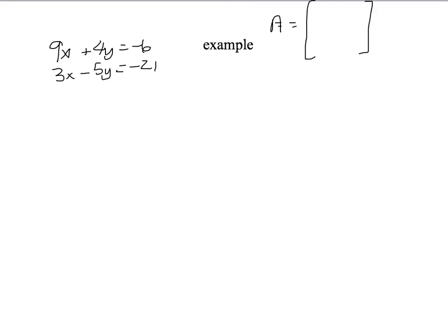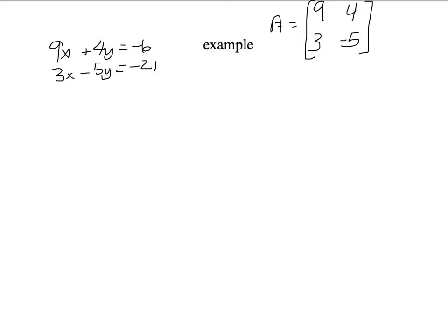So I'm going to use Cramer's rule to find the solution to 9x plus 4y equals negative 6, and 3x minus 5y equals negative 21. Okay, so first of all, let's set up our matrix A. And our matrix A is going to be the coefficients for x and y. So I have 9, 4, 3, negative 5.